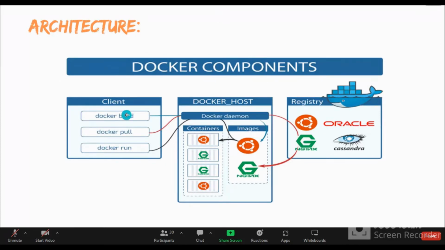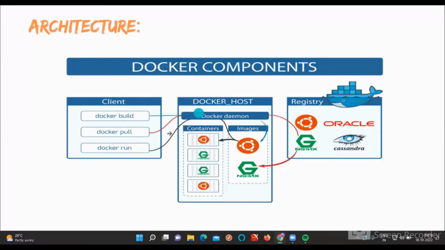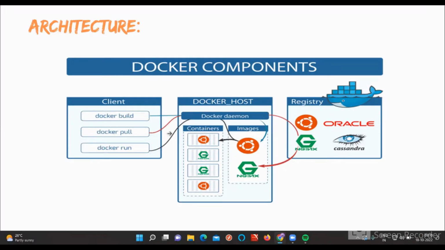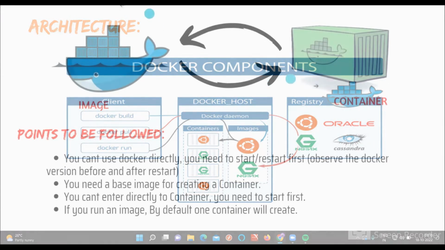So Docker client is the way that the user interacts. Docker client interacts with Docker daemon. Docker daemon is present on the Docker host. And again, Docker daemon interacts with the registry. From the registry, it will take all the images, and Docker daemon will maintain containers, images, networking, all these ports and mapping will be maintained by the Docker daemon.